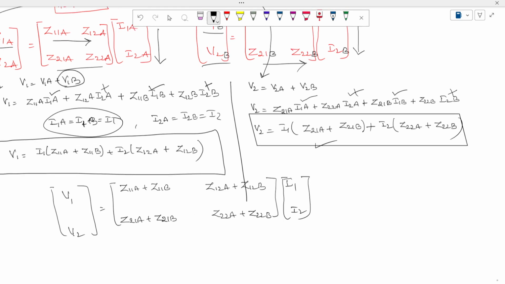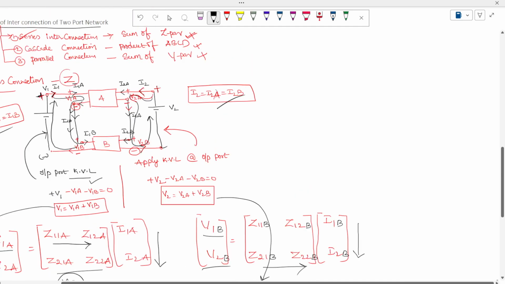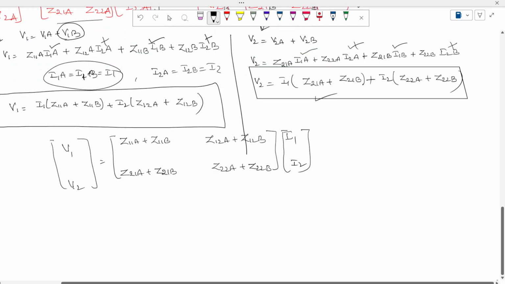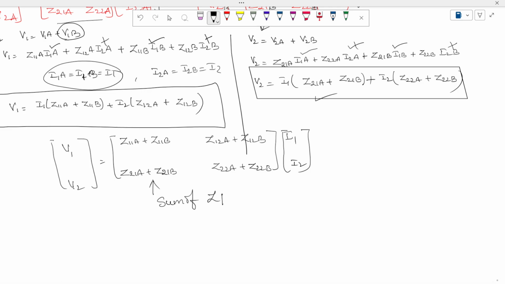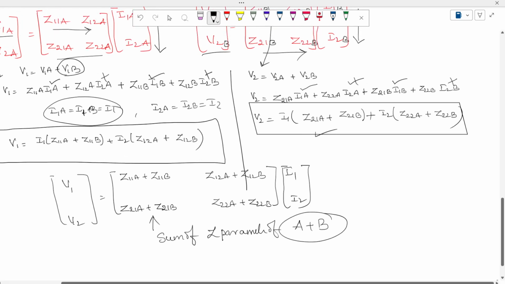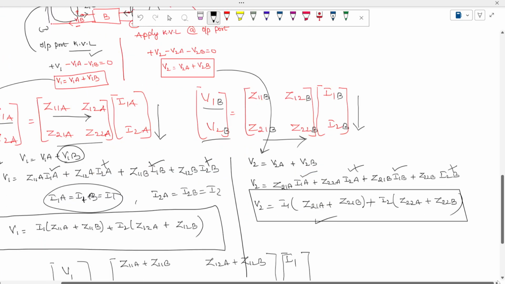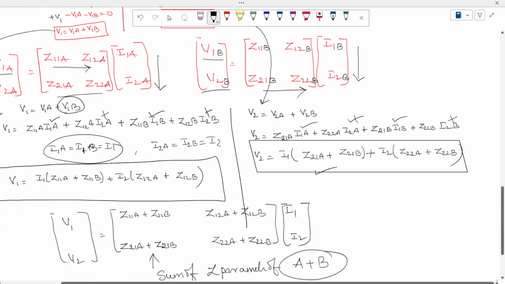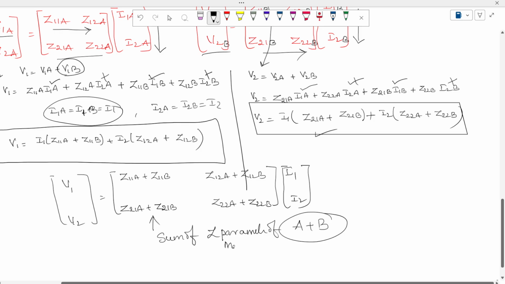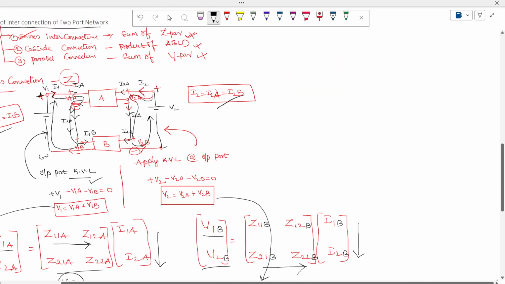Therefore, when you are performing the series connection of two-port networks, the resultant answer is the sum of the Z parameters of A and B. All the Z parameters get added matrix-wise. So this is why it is called the sum of Z matrices. This is called the sum of the Z parameter matrices when you are performing the series connection of Z parameters.